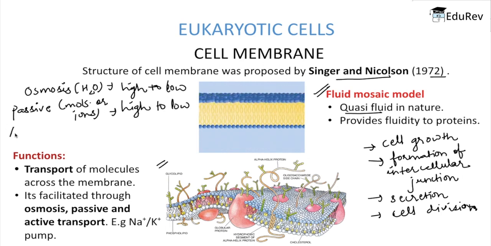And in case of active transport, the movement of molecules and ions is from their lower concentration to higher concentration. In active transport, it requires ATP for the movement of these kinds of molecules across the cell membrane. So now let us discuss the cell wall, which is present in plants only.